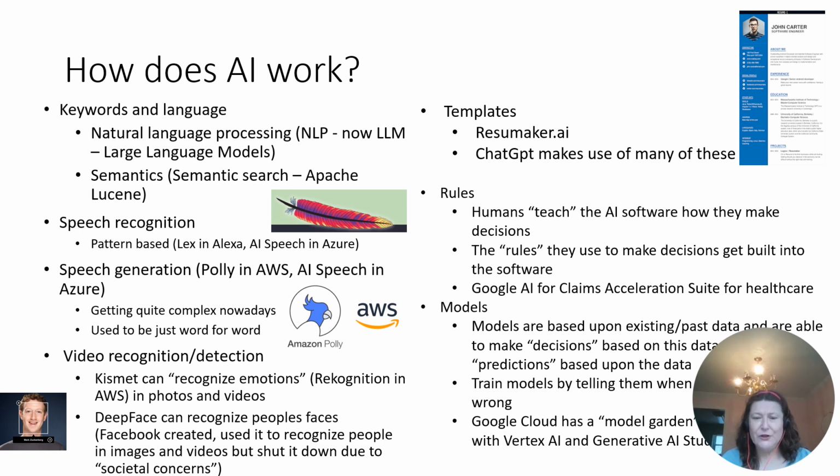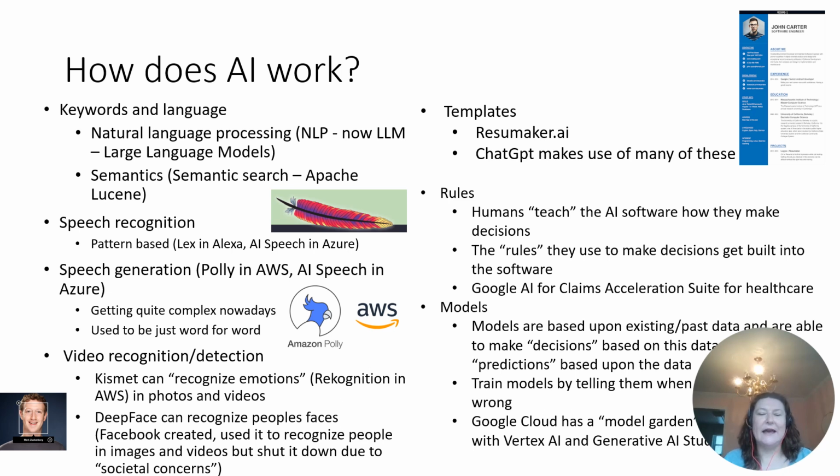Rules. Humans teach an AI piece of software how they make decisions, so which rules they use, and those rules are used by the software to make decisions, and it can often feed back into itself and say, we used this rule and we got this result, we wanted the result X but we got the result Y, so let's feed it back in and get Y, and that kind of thing.